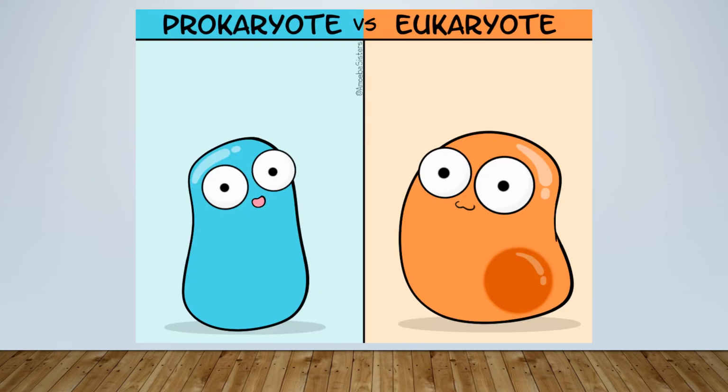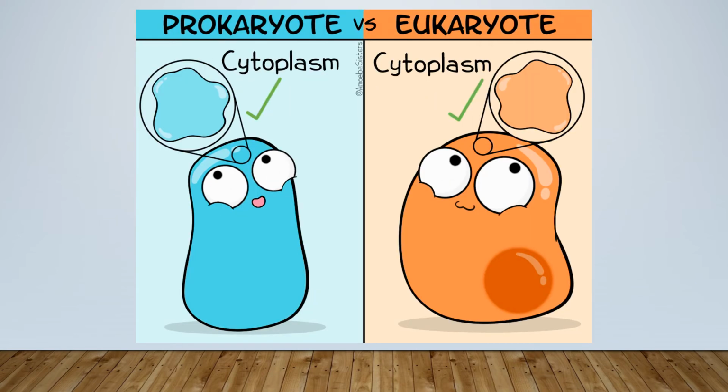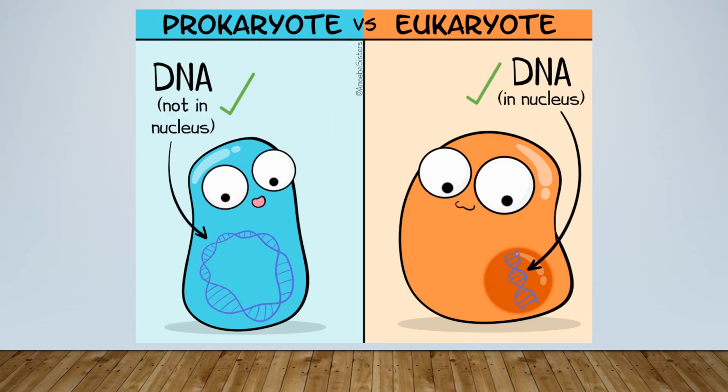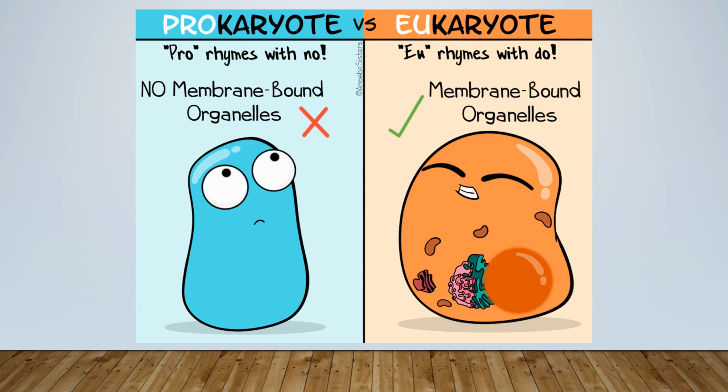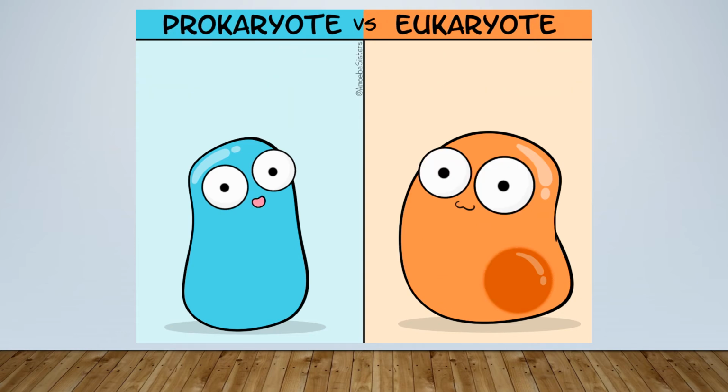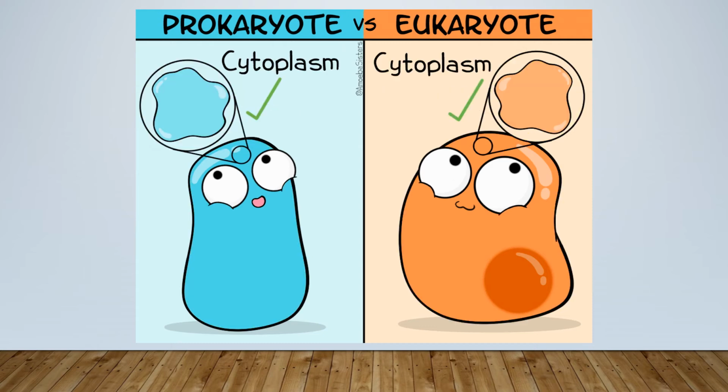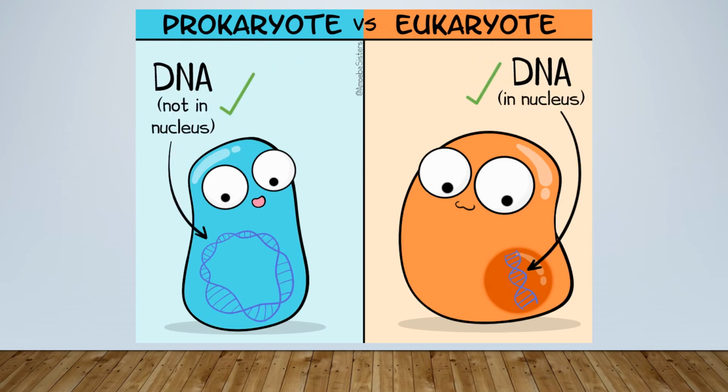So this little GIF should help us out. Both have a cell membrane, both have cytoplasm, both have DNA, but the prokaryote doesn't have a nucleus or membrane-bound organelles. So pro rhymes with no. No particularly being for no membrane-bound organelles, which includes a nucleus.